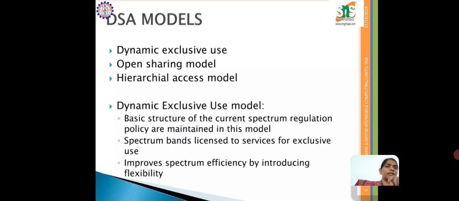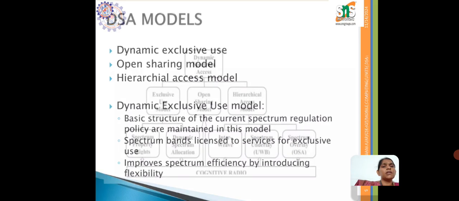Next is your DSA model. The DSA model consists of the dynamic exclusive use model, the open sharing model, and the hierarchical access model. Dynamic exclusive use is the basic structure of the current spectrum regulation policy, and that is maintained in this model. Here the spectrum band is licensed to a service for exclusive use, and it improves spectrum efficiency by introducing flexibility.